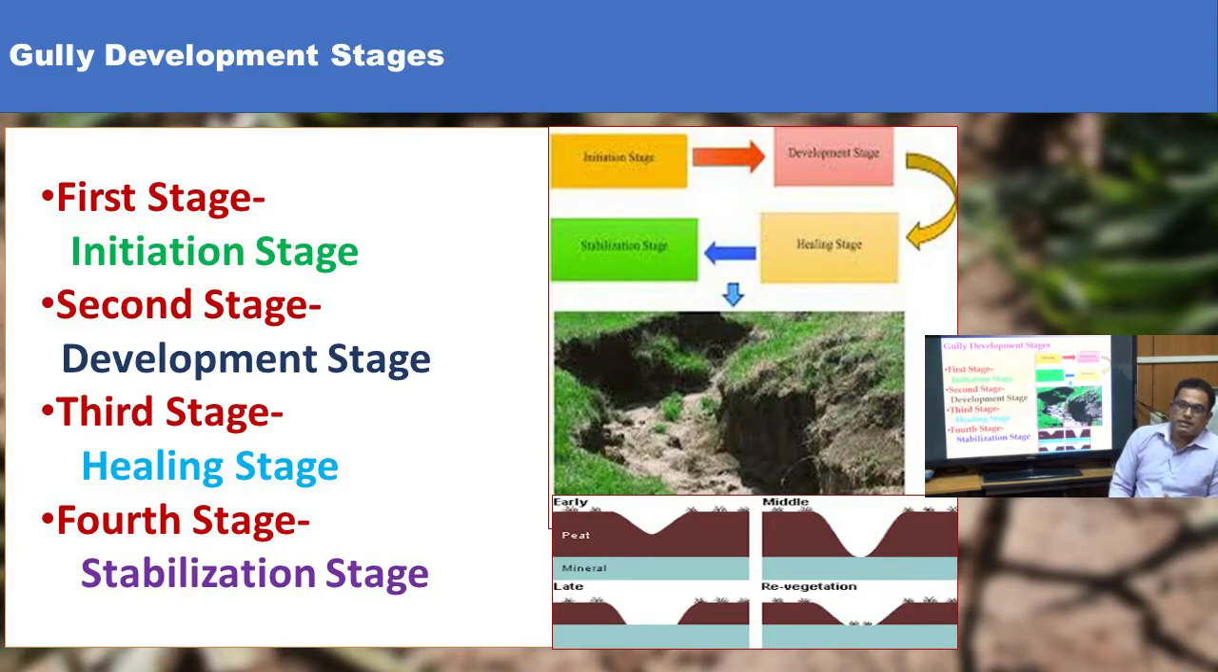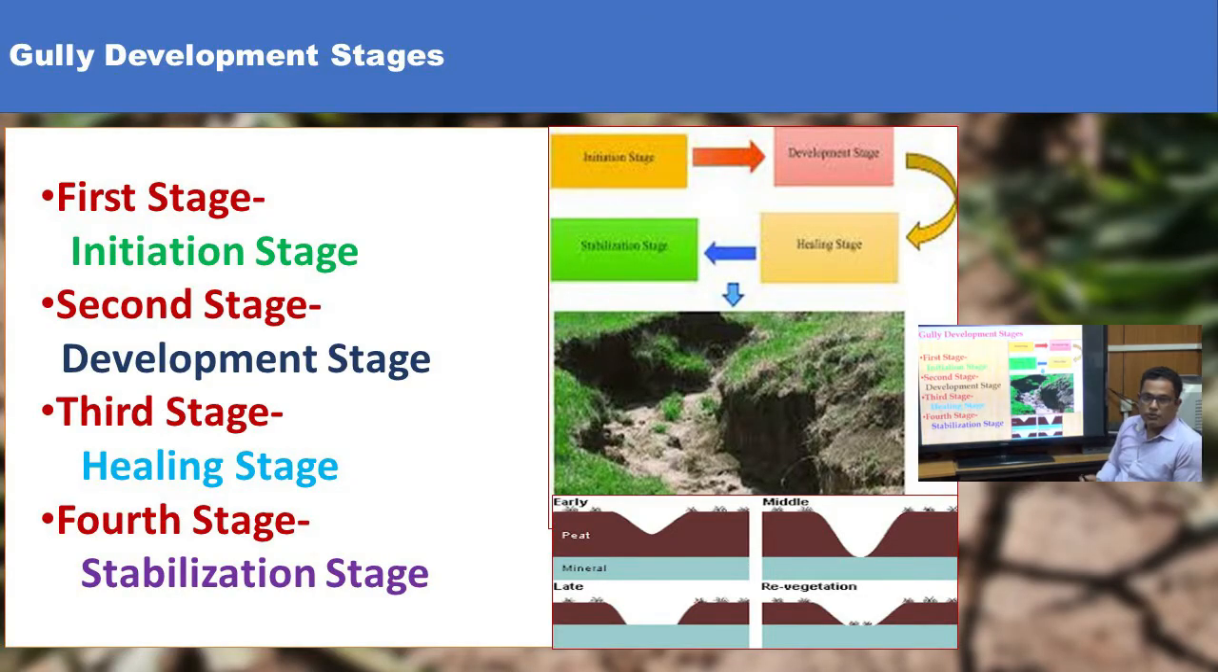Now, once this gully is properly developed, and as time passes by, in maybe one to two years, if it is not attended to properly, some vegetation like grasses will grow. This stage is called the healing stage. The healing stage is the first step towards stabilization. Here grasses will grow on its bed and on its sides, and this stage is called your healing stage.